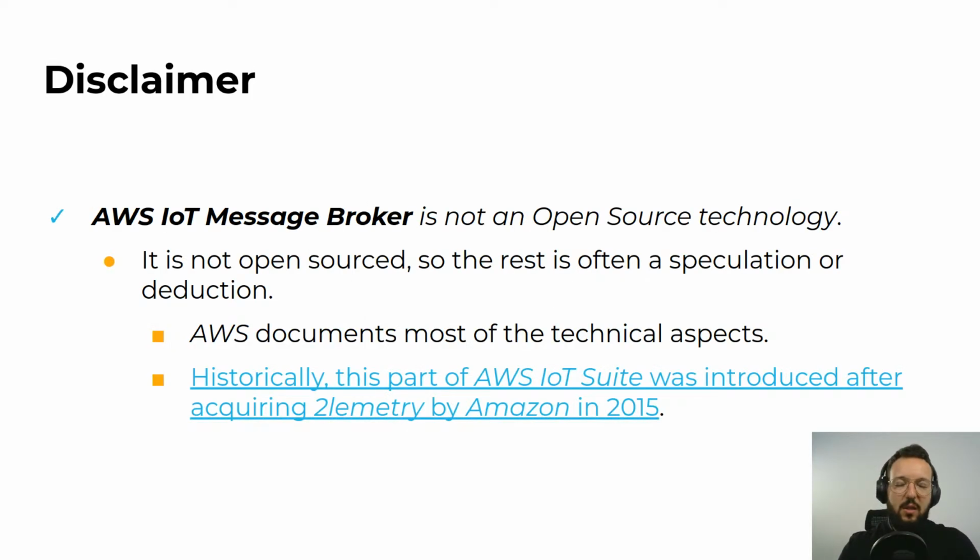Message Broker is based on MQTT as a protocol, but as a whole, as a message broker, it is not an open source technology. A fun side note is that historically, the IoT suite was introduced after Amazon acquired a company called Telemetry in 2015. So it is one of the examples of how Amazon builds their portfolio. They are actually buying companies and adding those services as a part of the AWS portfolio.